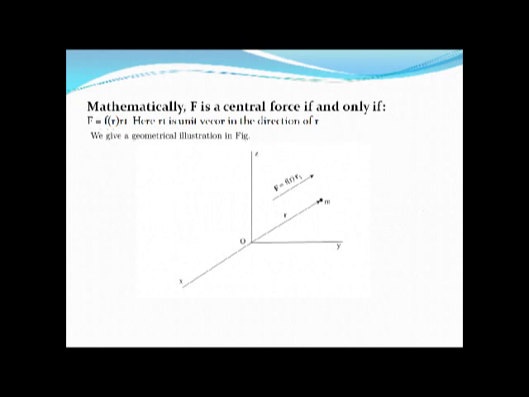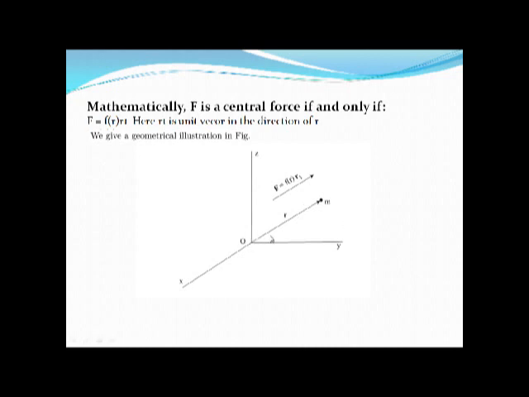So mathematically F is a central force if and only if F is equal to F of R and R1. Here R1 is a unit vector in the direction of R. So here a geometrical figure is placed. It is in 3 dimension actually, X, Y and Z. A point mass is placed, that is M, and here R is our position vector also, and this is our origin, that is O. So this is the fundamental representation of central force.